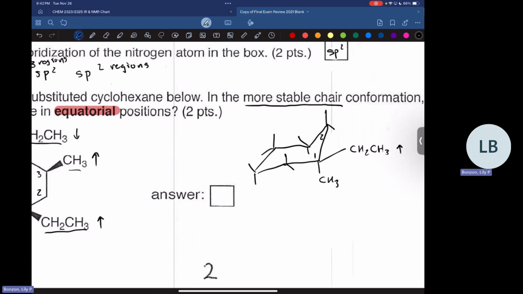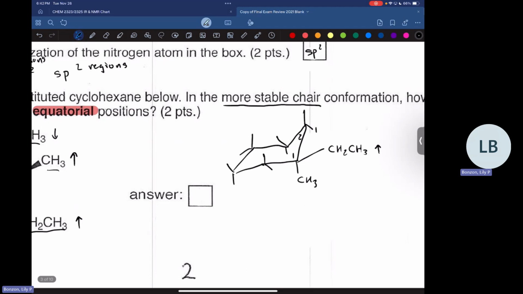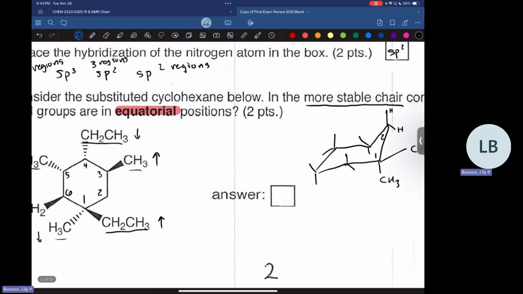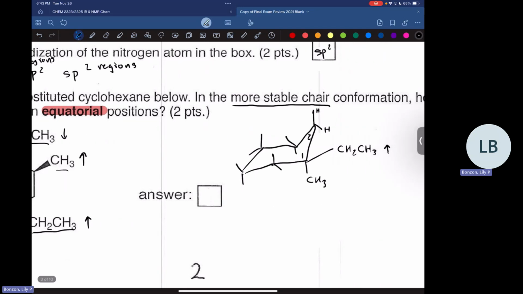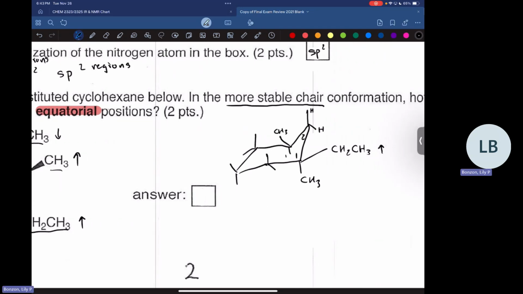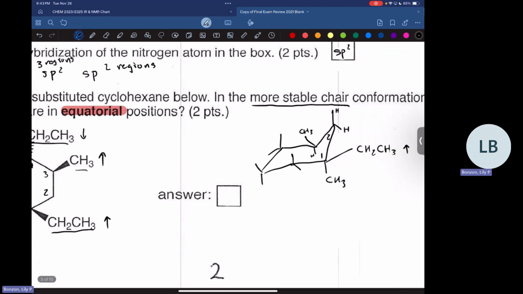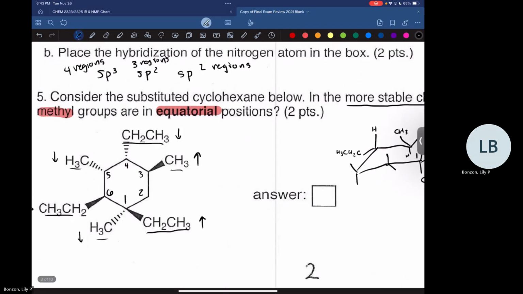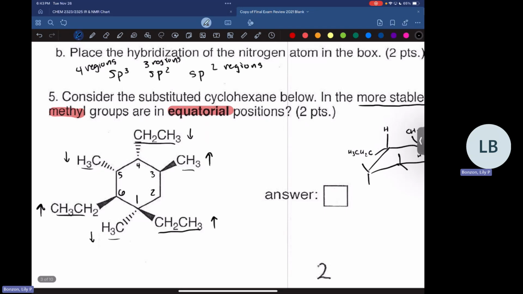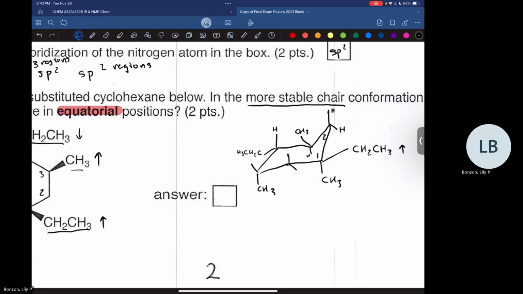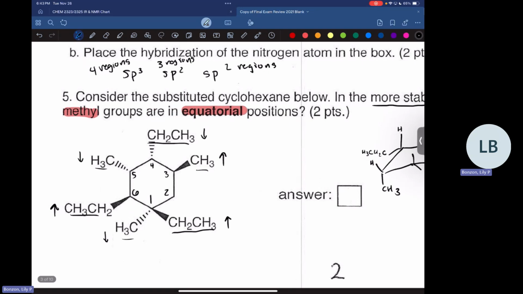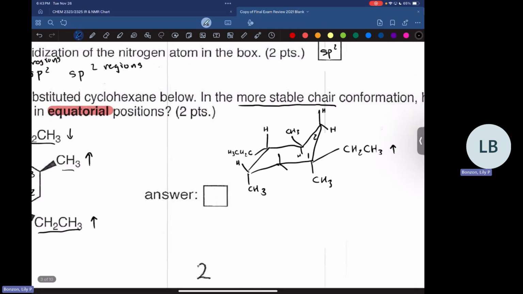I'm going to go up towards the top, carbon 2. This one just had some hydrogens. Carbon 3, we had a methyl group in the wedge position, so the up position. Our other group is going to be a hydrogen. Carbon 4, we had an ethyl on the down position, so we have that in the equatorial. Carbon 5, we have a methyl on the down position. And carbon 6, we have an ethyl group in the up position.